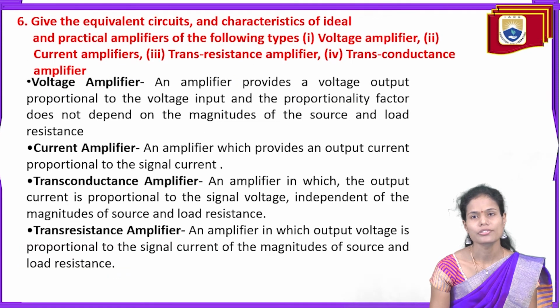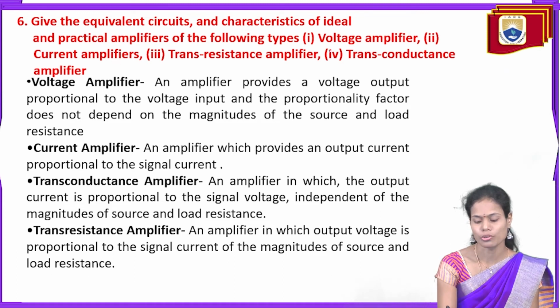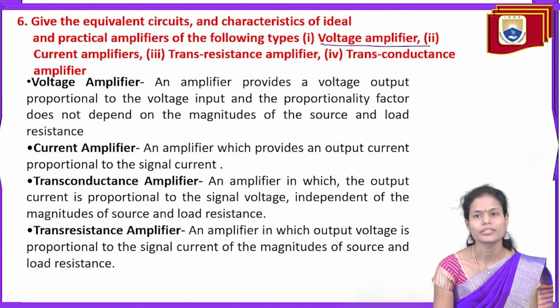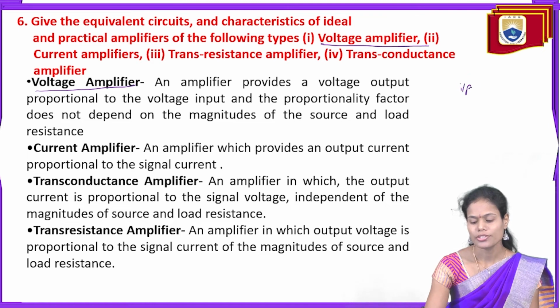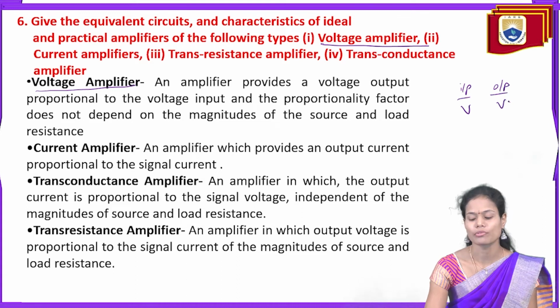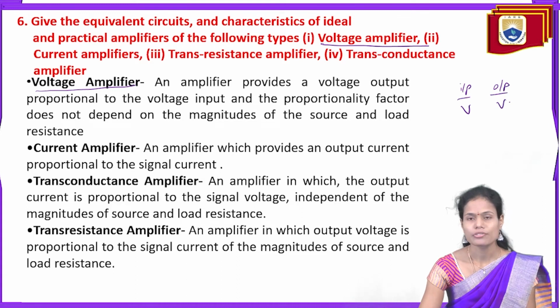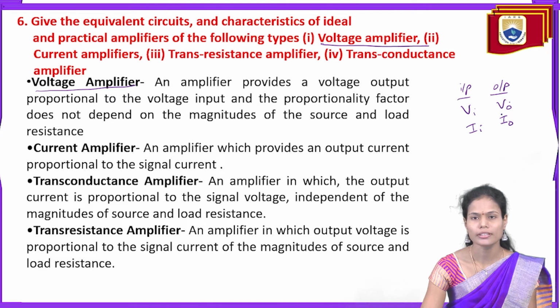Next, give the equivalent circuits and characteristics of ideal and practical amplifiers of the following types, that is the voltage amplifier, current amplifier, transresistance, and transconductance. So here we know that voltage amplifier is nothing but the input is voltage as well as output is also voltage, and that's why it is called the voltage amplifier. And while coming to the current amplifier, it provides the output current corresponding to the applied input current here. So that's why it is the current amplifier. It will amplify the current signal.